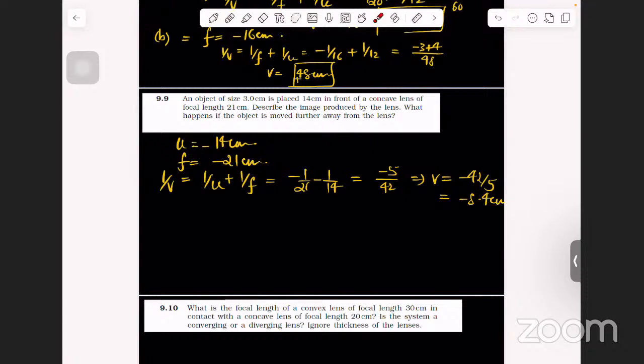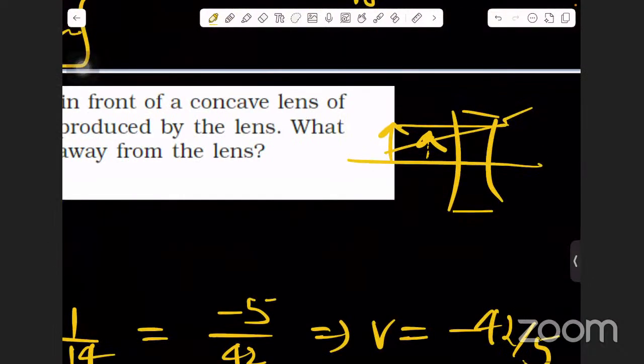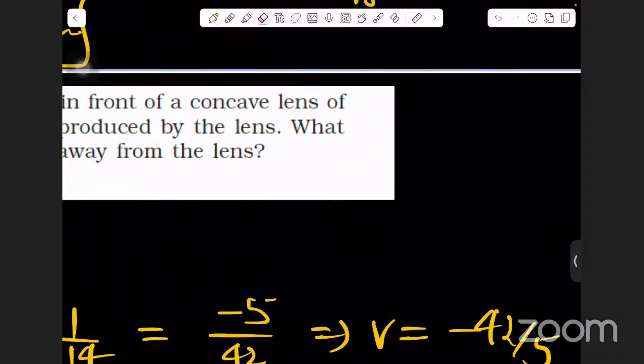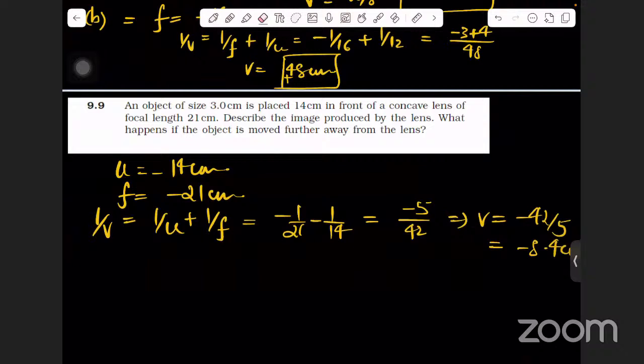All right. Since there is a negative sign, for a concave lens, from the ray diagram, you can always imagine the virtual image is also always erect, right? The virtual image is always found on the same side and it's erect. All right, that's the nature of the image.